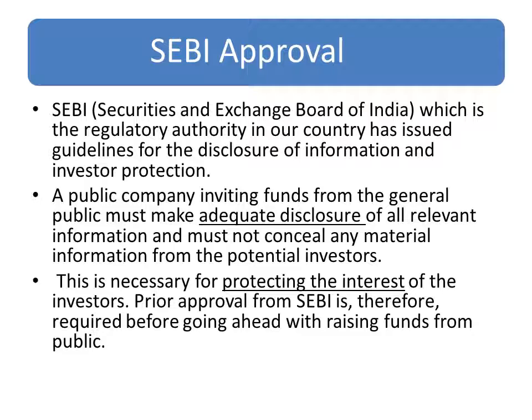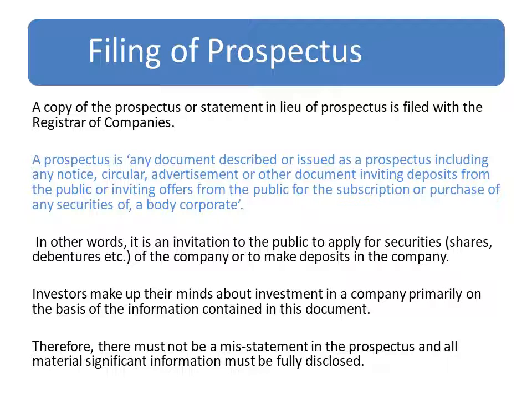So SEBI says that if a public company wants to go for public subscription, it has to give adequate disclosure of each and every piece of information, such as how much capital the company wants to issue, as well as how it will be utilized. This information is necessary to protect the interest of investors. After getting the permission from SEBI, the company informs the general public.